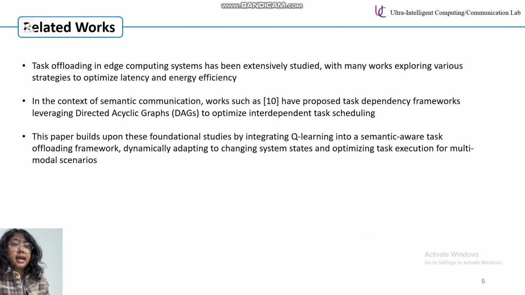Task offloading in edge computing systems has been extensively studied, with many works exploring various strategies to optimize latency and energy efficiency. In the context of semantic communication, the works we cited in the paper have proposed a task dependency framework, leveraging a directed acyclic graph, DAG, to optimize interdependent task scheduling. This paper builds on this foundation by integrating Q-learning into a semantic task offloading framework, dynamically adapting to changing system states and optimizing task execution for multimodal scenarios.